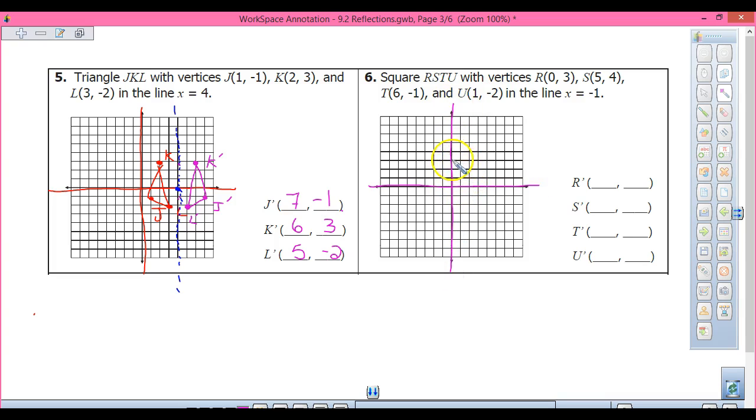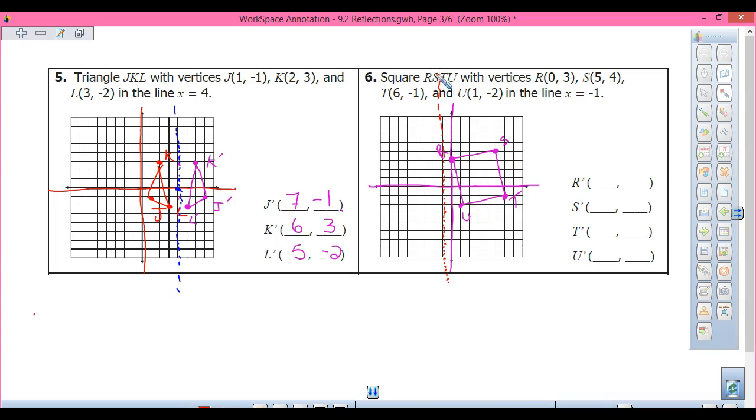Got 0, 3. R, x is 1, 2, 3, 4, 5. 1, 2, 3, 4. 6, -1. T. 1, -2, 0. So what line am I using to reflect this time? Using x equals -1. So horizontal or vertical line? Vertical line, so find x equals -1.